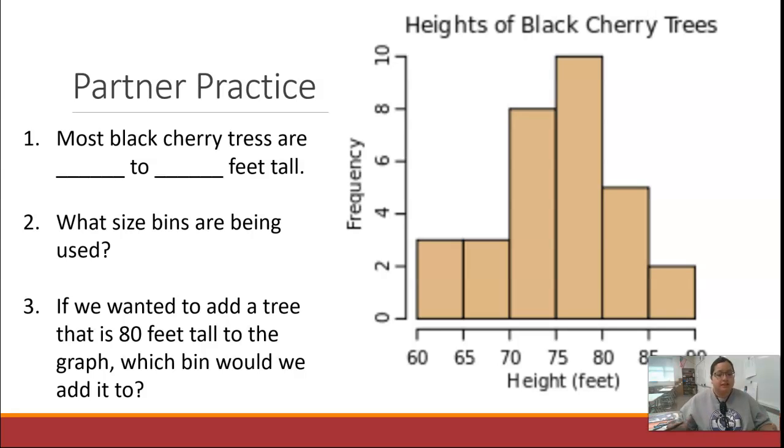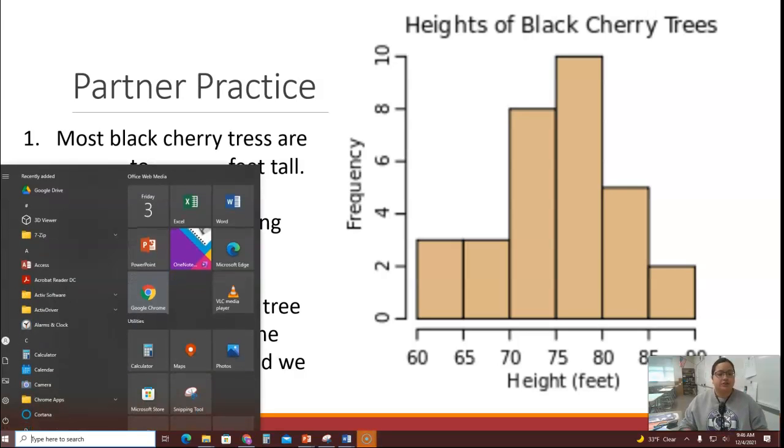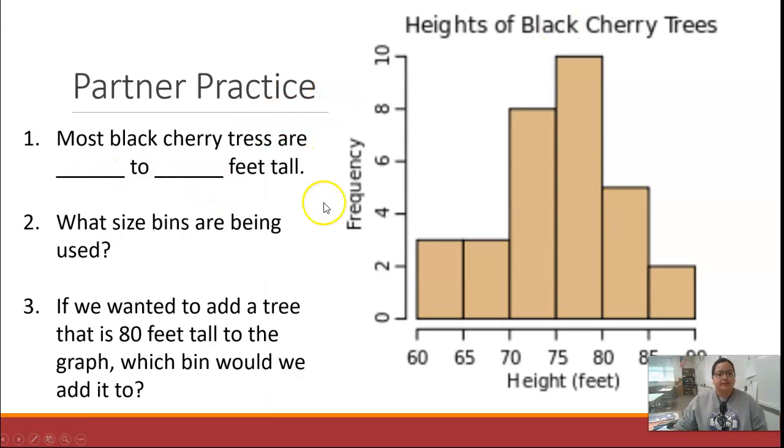All right, you've discussed with your partner. We're just going to check your answers. So most black cherry trees are blank to blank feet tall. Remember, most is the tallest category. So we would say 75 to 80 feet tall.